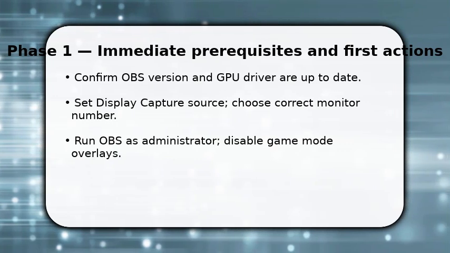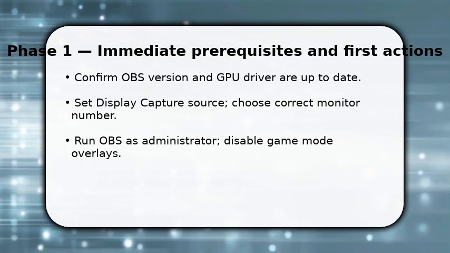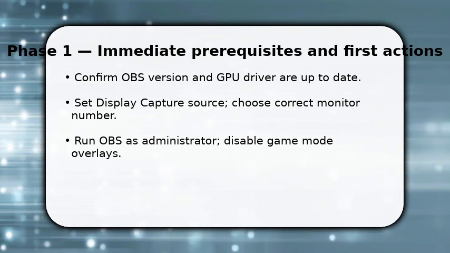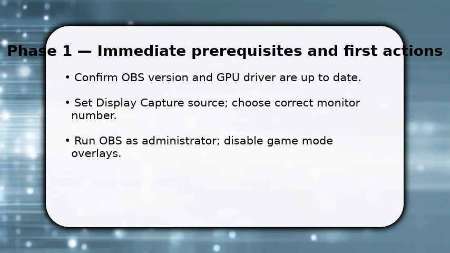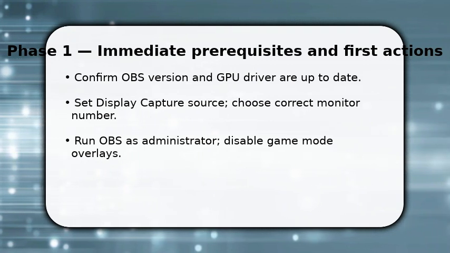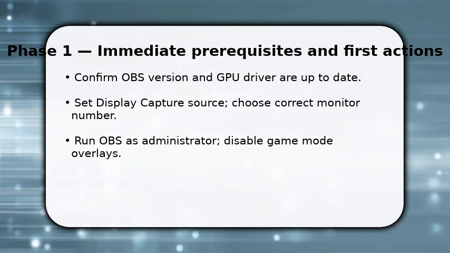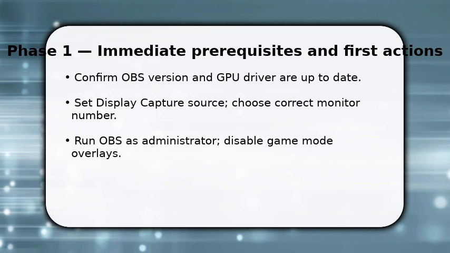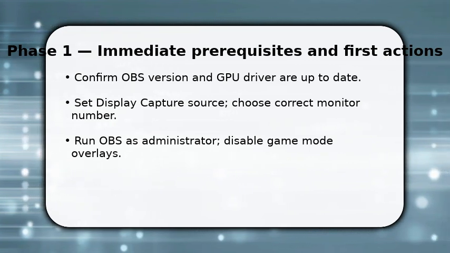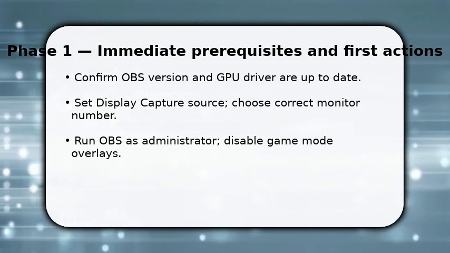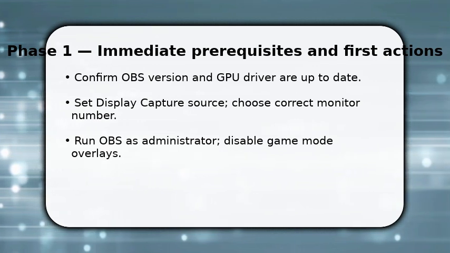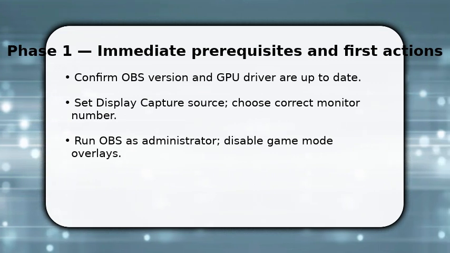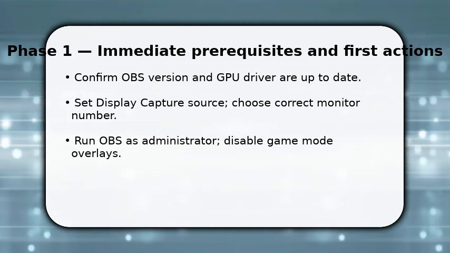You need to begin with the essentials. Update OBS and GPU drivers because outdated drivers cause capture failures. Once done, run OBS as administrator so it can access the full screen. Next, add a display capture source and explicitly select the target monitor. Many systems present multiple monitor IDs. Make sure hardware acceleration in browsers or apps is off, since that can block capture. These first actions remove permission and source selection barriers and get you ready for deeper configuration.